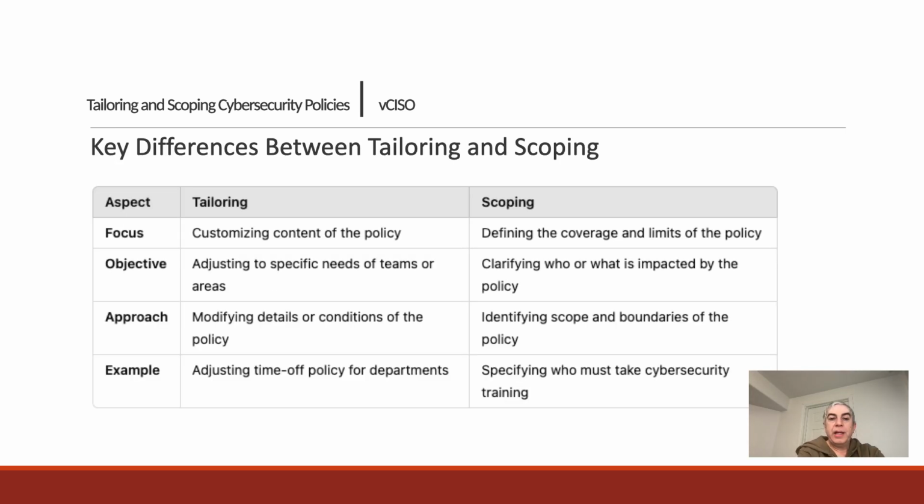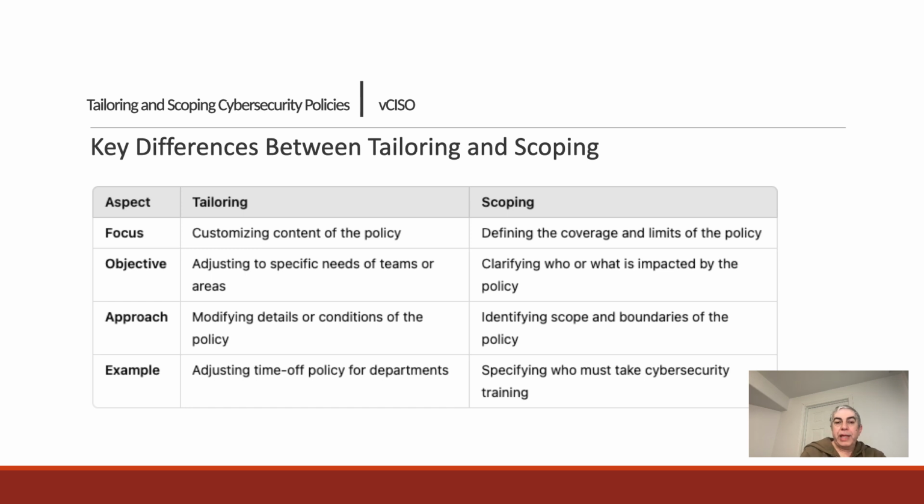Key differences between tailoring and scoping. The focus of tailoring is customizing the content of the policy, while the focus of scoping is defining the coverage. The objective of tailoring is adjusting to specific needs of teams or areas, while the objective of scoping is clarifying who or what is impacted by the policy. The approach of tailoring is modifying details or conditions of the policy, while the approach of scoping is identifying the scope and boundaries of the policy.